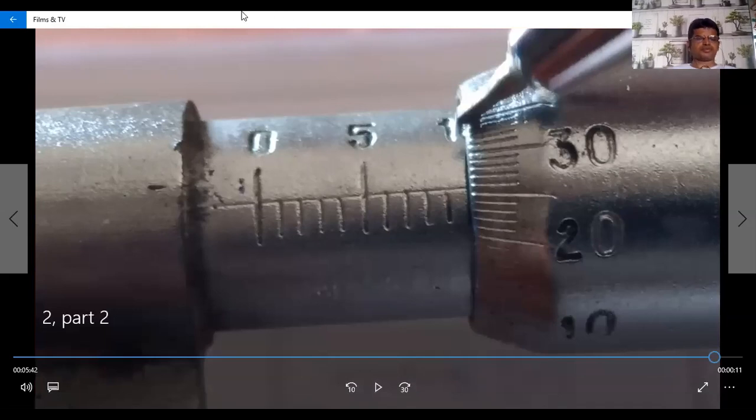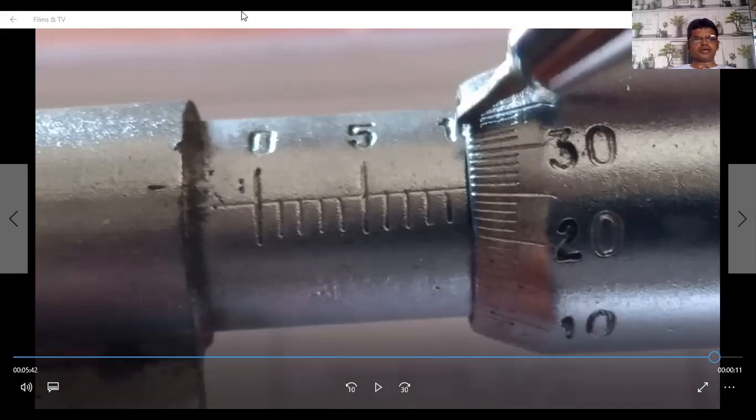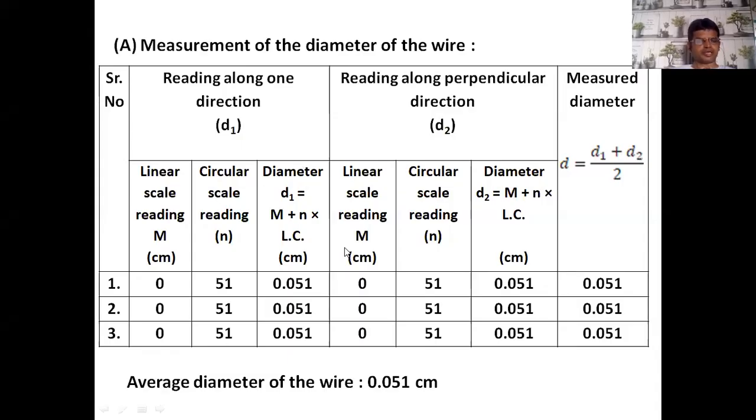So after showing this, now we check our table. Again we found some correction and we change it here. So first part we showed, in one direction, zero main scale, and then 51 is the circular scale, and then finally the diameter after conversion. So we got 0.051, and then a second, same perpendicular, the same reading we copy here, and finally we get the diameter as 0.051 centimeter.